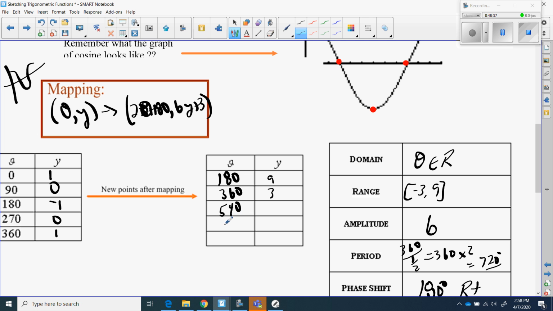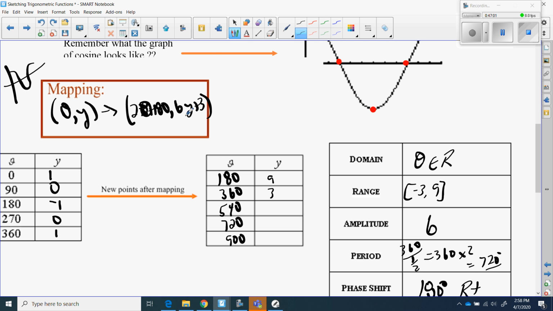Let's keep going. So 540 and 180 is 720. And then 720 and 180 is 900. Let's see if that makes sense. So if I start at 180 and finish at 900, that's a total of 720, which does make sense because we said the period was going to be 720. Let's fill these in now.